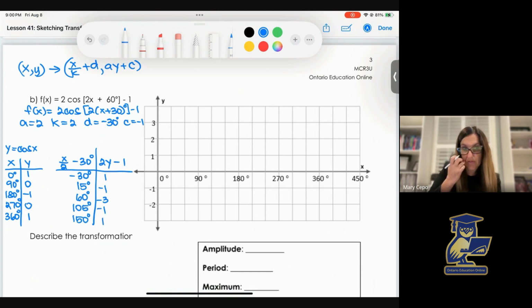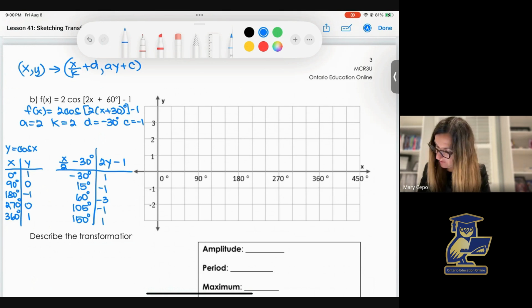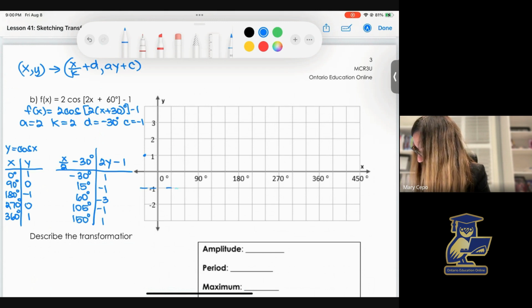Okay, so let's graph that. Again, keeping in mind our scale. So again, at -30, our scale's at 30, so that makes it easier. We're at 1. And again, I always recommend just drawing that equation of axes.